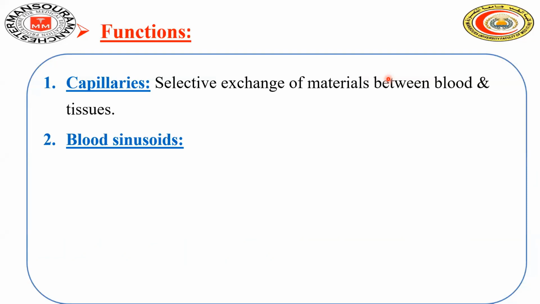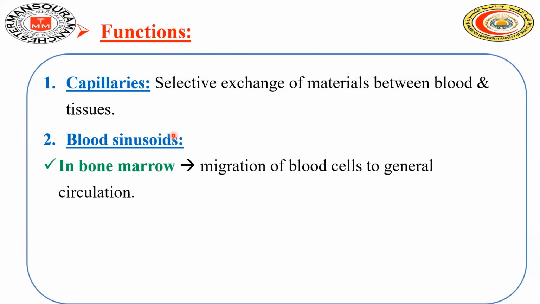Specifically, the function of blood sinusoids. Blood sinusoids have separate functions other than the exchange. The blood sinusoids we mentioned are present in the bone marrow, the spleen, and the liver, and they have a specific function in each site they are present in.